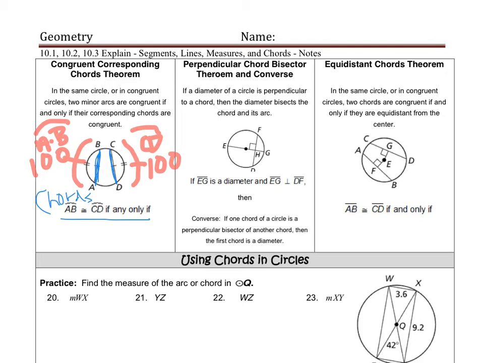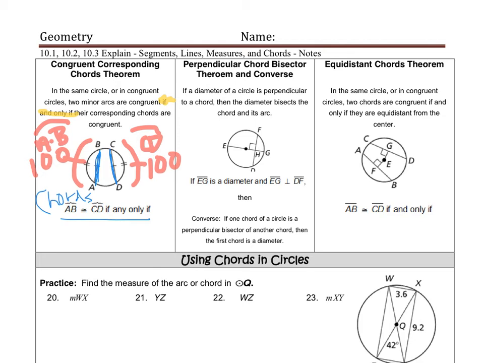How do I know that? This statement right there, if and only if. Remember that when we did conditional statements, if and only if means they're conditional. Both of them are conditional on each other. If you have one, you have the other. It doesn't matter which one's first. Okay?